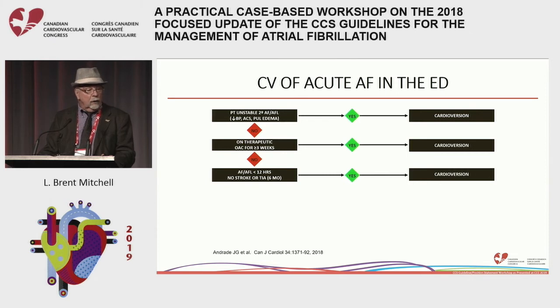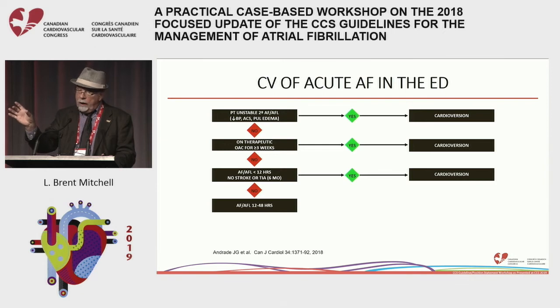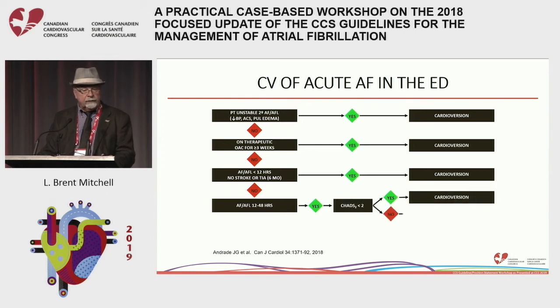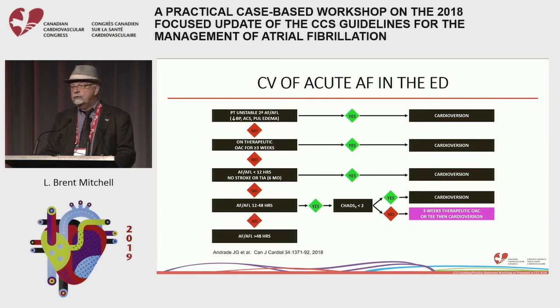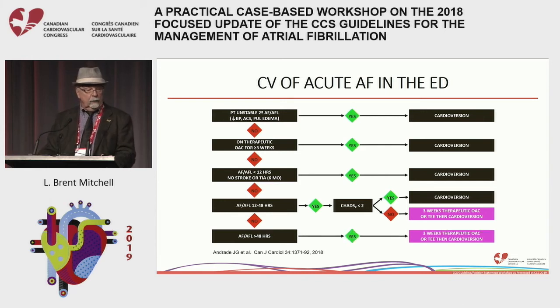If the answer is no, then we ask the question, is that 12 to 48 hour group safe? How do you know? You ask, is CHADS less than 2? If it is, cardiovert. If it is not, you can't. You either have to do a transesophageal echo or wait 3 weeks. And of course, if they've been in atrial fibrillation, like the first iteration of Hercules, for more than 48 hours, then they should either have a TEE or wait their 3 weeks.